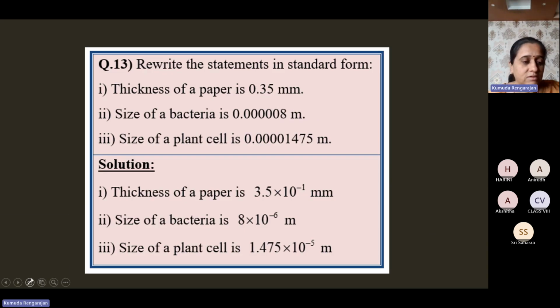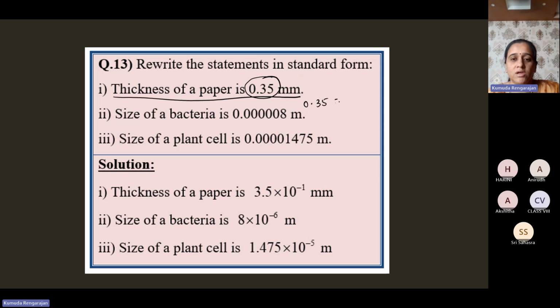So here the heading is rewrite the statements in standard form. Rewrite the statements. So it's not enough if you write 0.35 is equal to 3.5 into 10 to the power minus 1. No, you'll have to rewrite the statement in standard form. So here in this statement, listen to me, this number is not in the standard form. So we have to rewrite the statement by writing this number in the standard form.